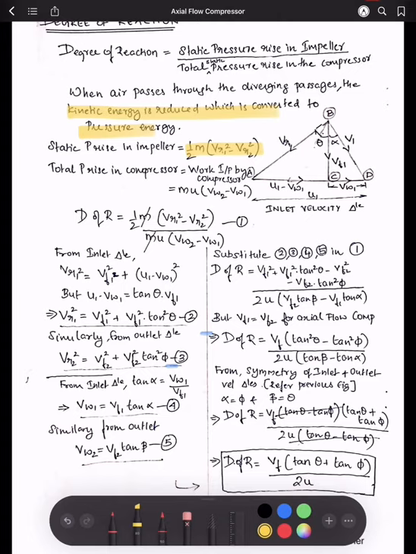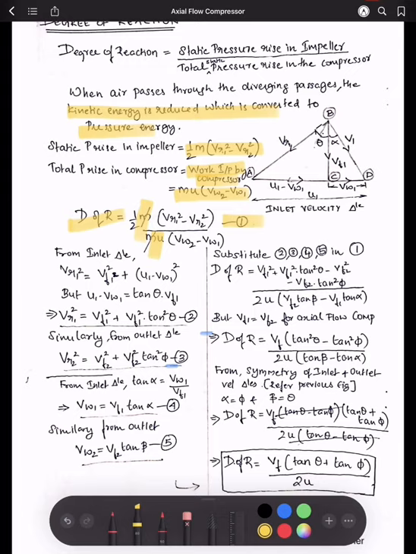Now total pressure rise in the compressor is actually the work input by the compressor to the air, which is given by m U (VW2 minus VW1). So the degree of reaction becomes half m (VR1 square minus VR2 square) divided by m U (VW2 minus VW1), which I'll take as equation 1. We'll cancel out m as the common factor.